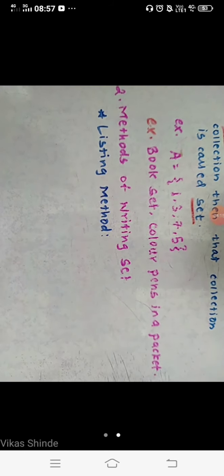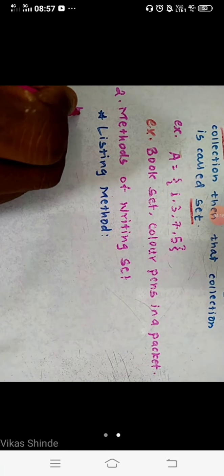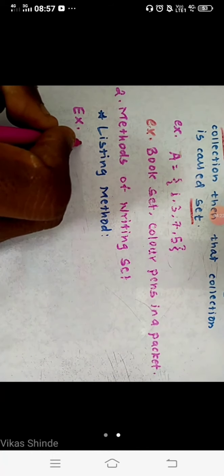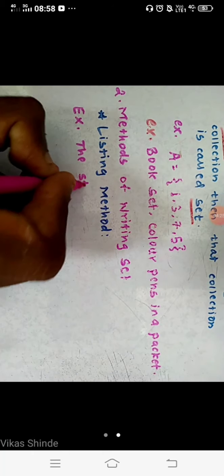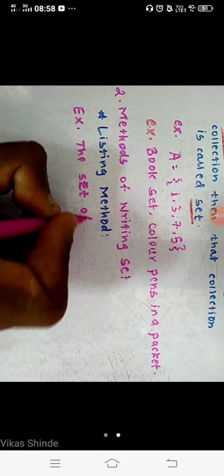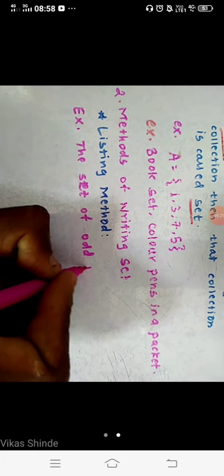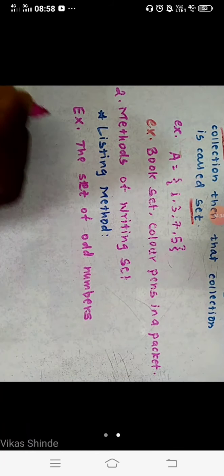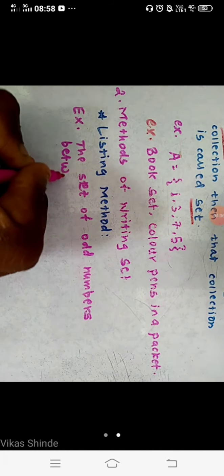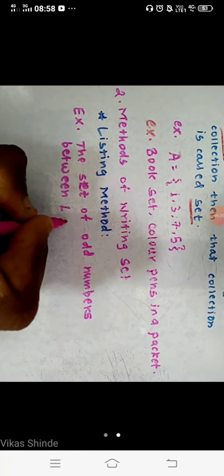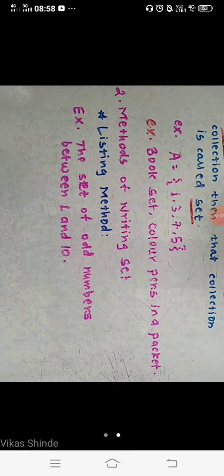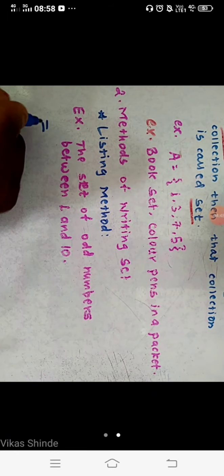Okay, I write one example here. Suppose now in this type of method, the set of odd numbers between 1 and 10. Now we have to write this set. The name of the set is not given, so in our answer we have to use any one letter.